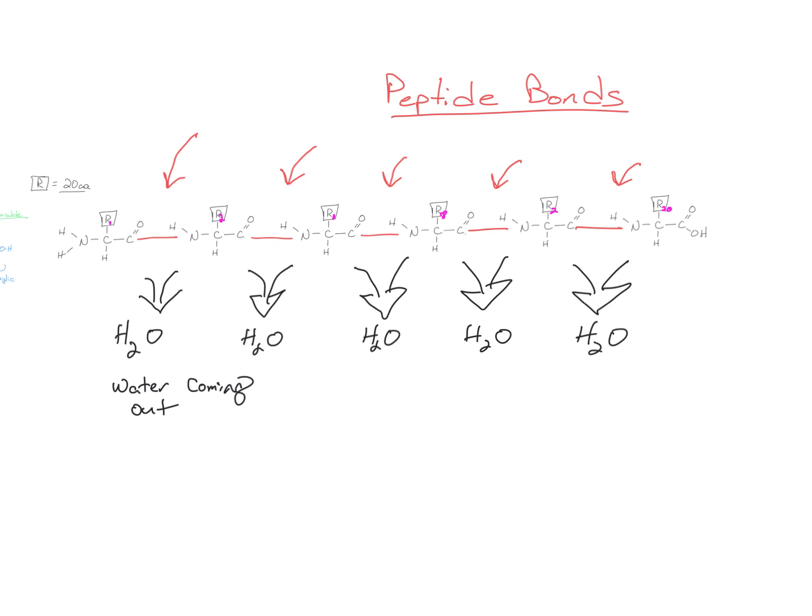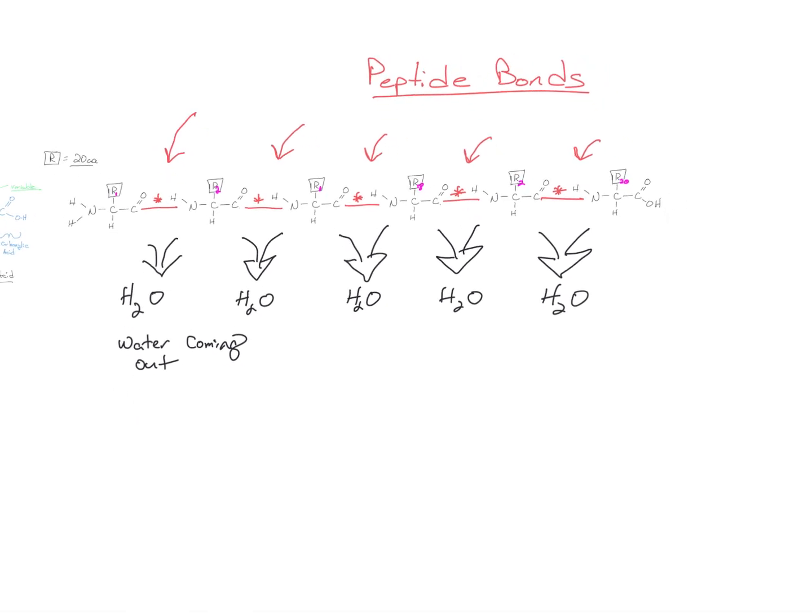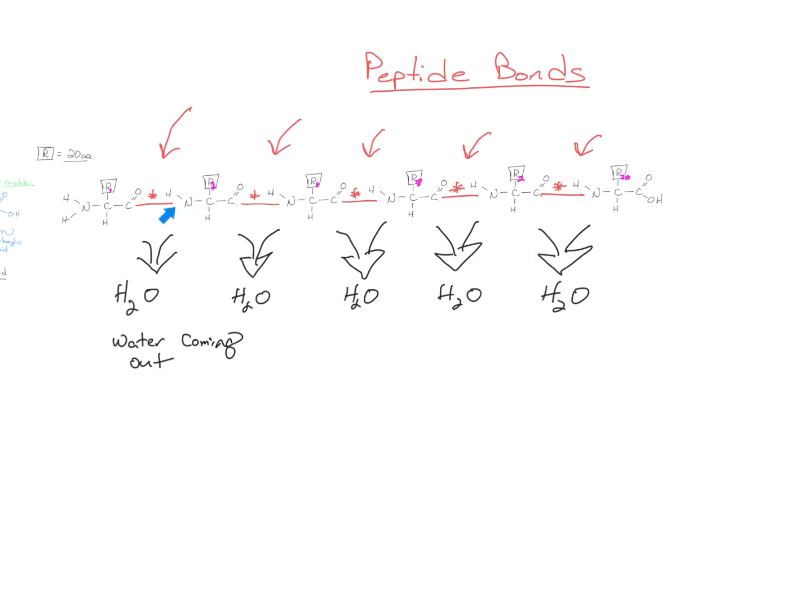Peptide bonds. Anytime you're connecting amino acids, these are called peptide bonds. They're the bonds between the amino acids. They're what hold the amino acids together in a chain. And they're the sharing of electrons between the carbon of one amino acid and the nitrogen of the other.